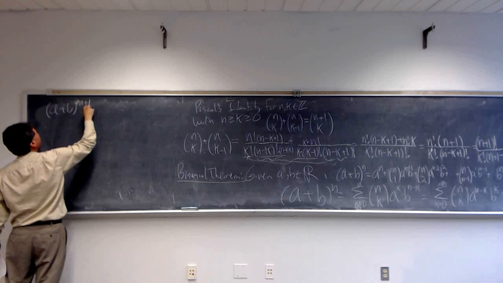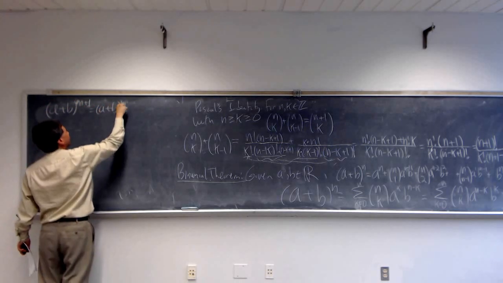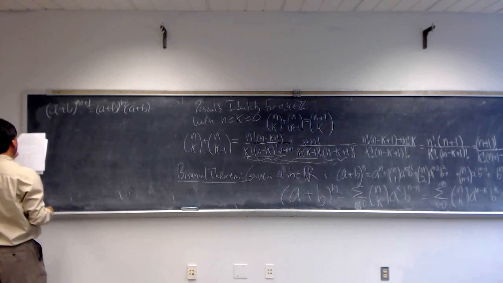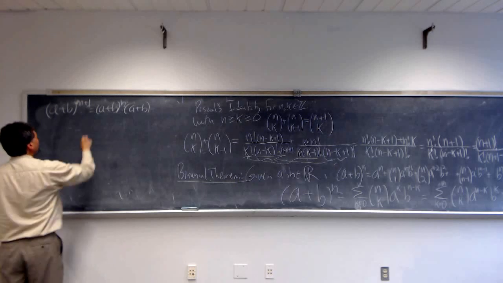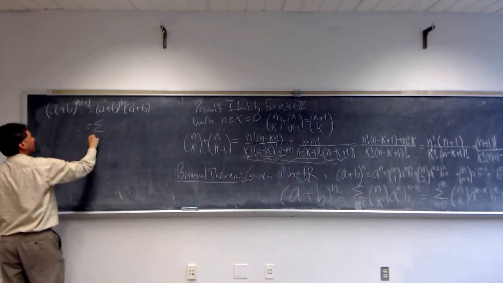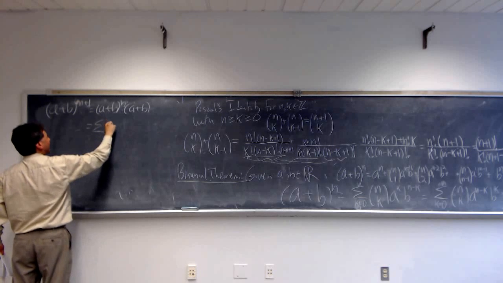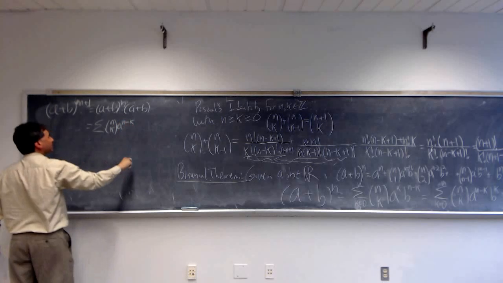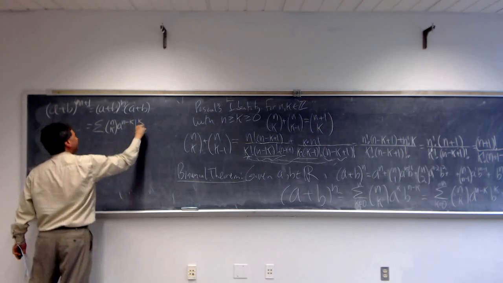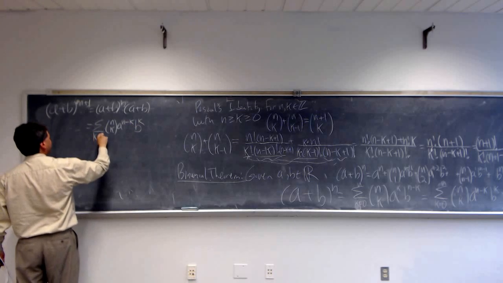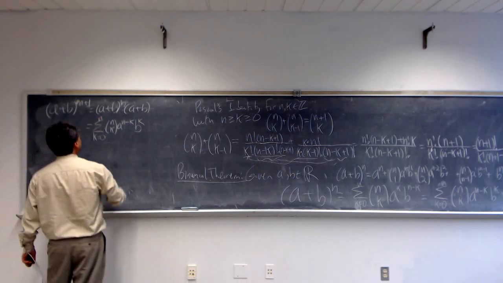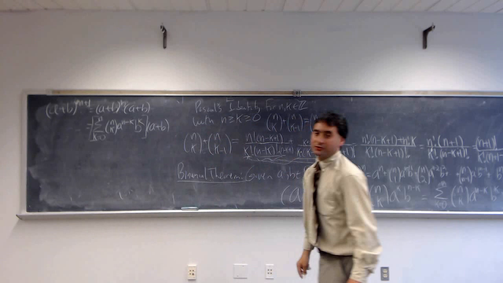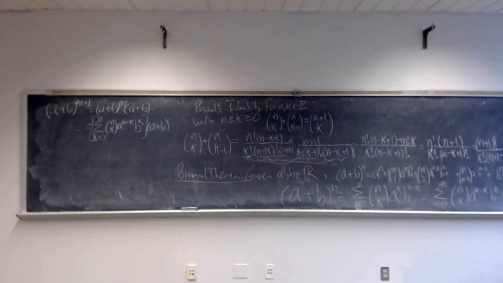So (a+b) to the n plus 1 is (a+b) to the n times (a+b). And by the assumption of the binomial theorem, this is the sum of n choose k, a to the n minus k, b to the k, where k goes from 0 to n, and that's multiplied by (a+b).